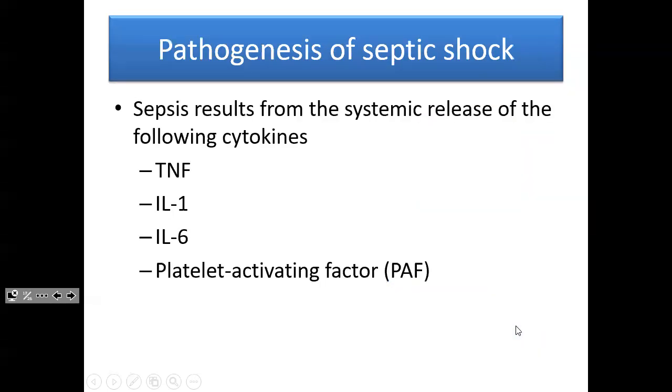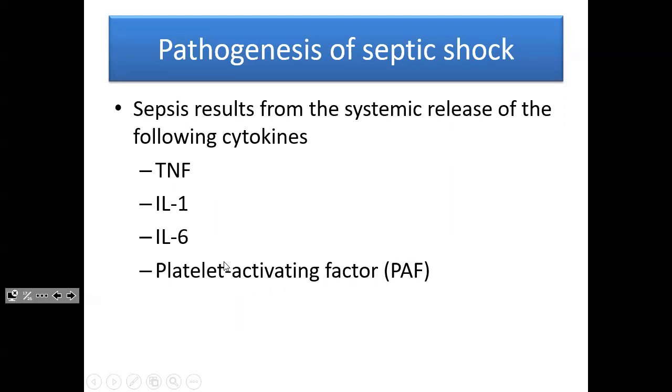Now, let's discuss the pathogenesis, and the next 3 or 4 slides are the most important. So far we were just discussing the definitions, really. Honestly, they were just definitions, but the important thing is to understand the pathogenesis. The pathogenesis of septic shock results from the systemic release of these cytokines: tumor necrosis factor alpha, interleukin-1, interleukin-6, and platelet activating factor. Okay, how does that happen?